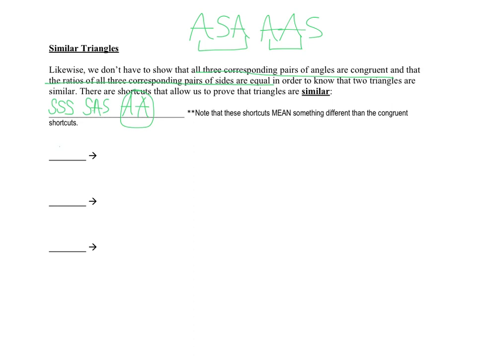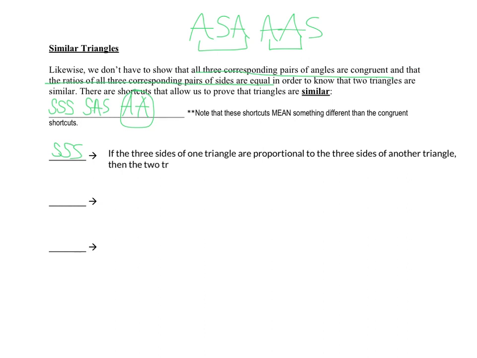Okay, so for side, side, side, it says if the three sides of one triangle are proportional to the three sides of another triangle, then the two triangles are similar.